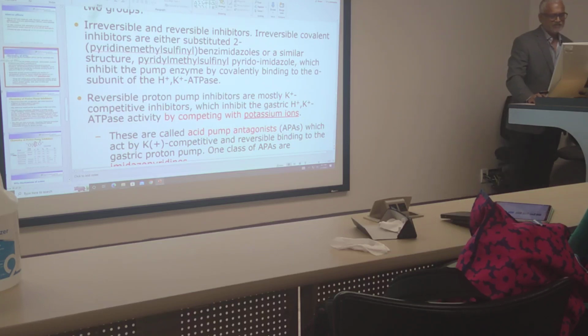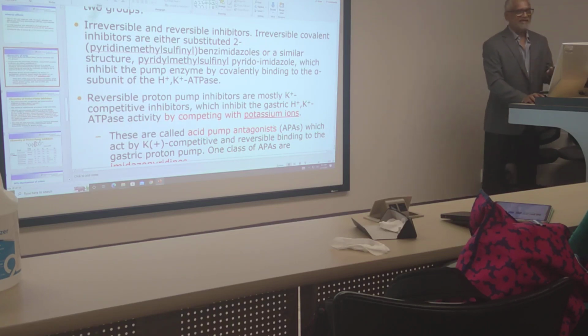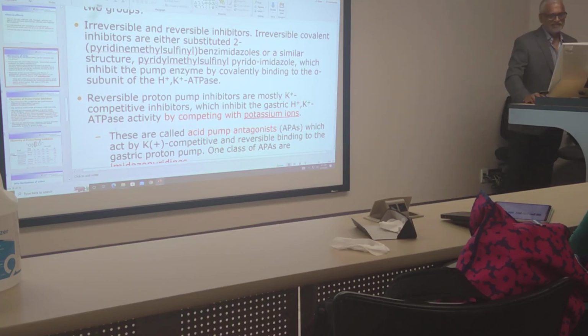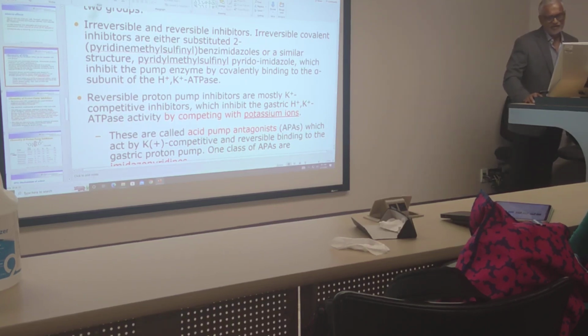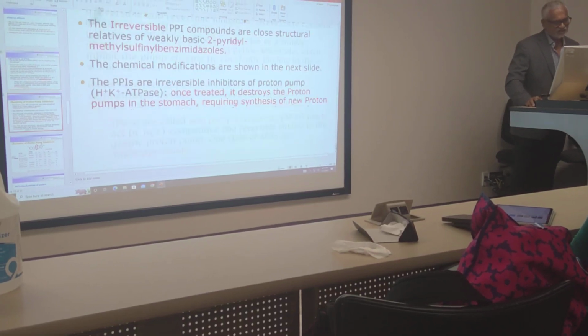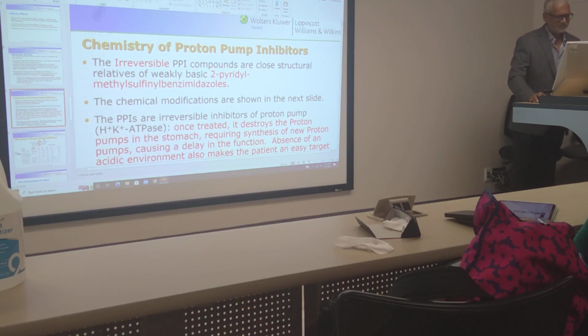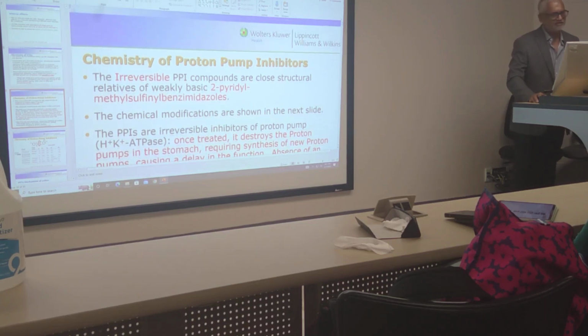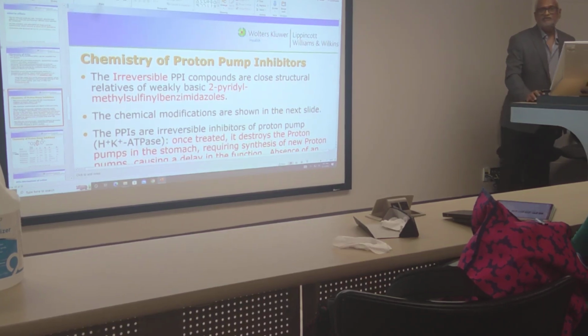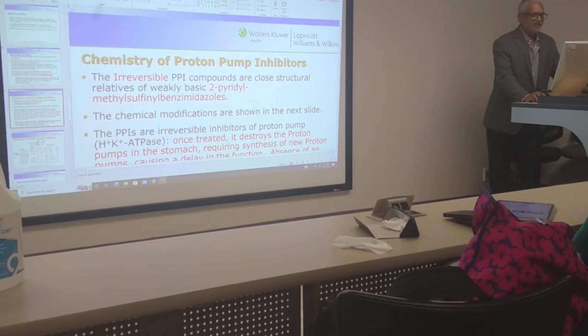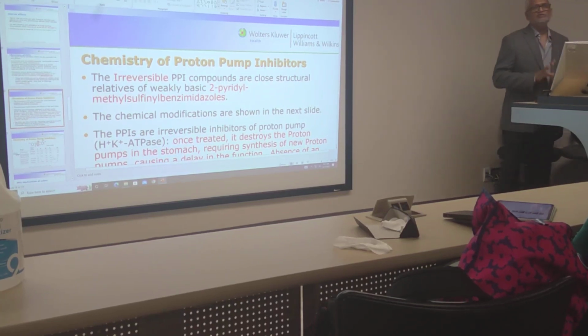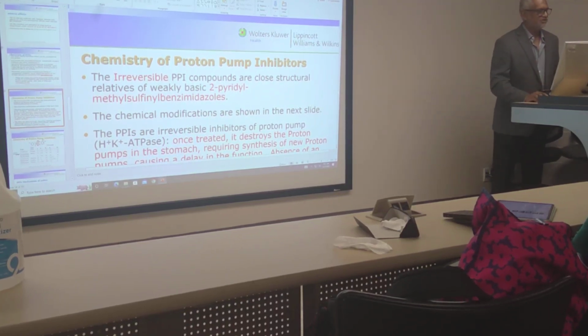Reversible proton pump inhibitors are also called acid pump antagonists, because these proton pumps are acid secreting, and they are APAs. And one investigational drug has a number, I don't think they have named it, but again, it is investigational right now. So let's talk about the irreversible pump inhibitors, the chemistry of it.